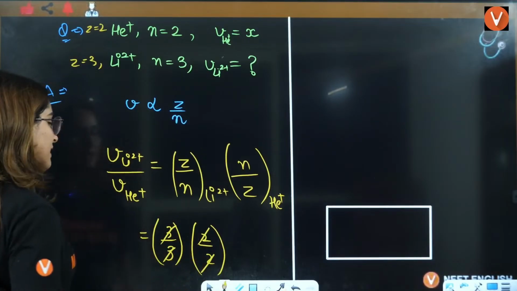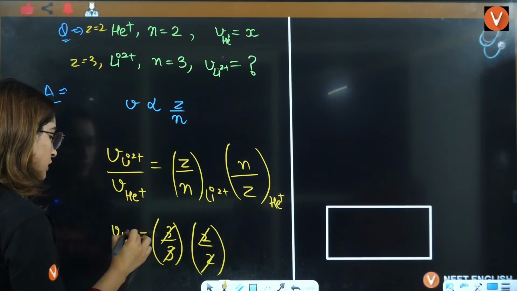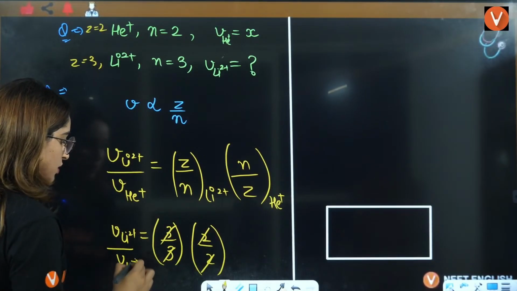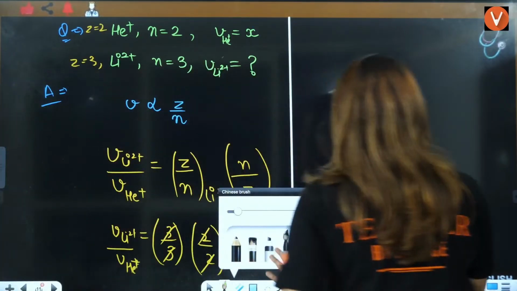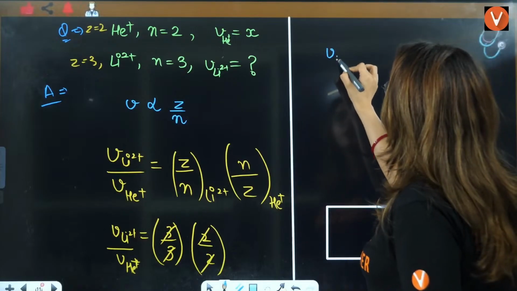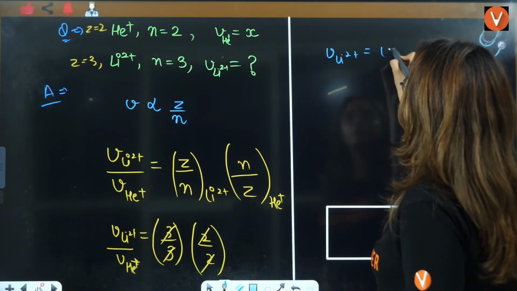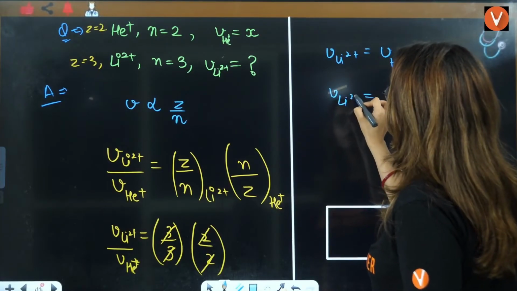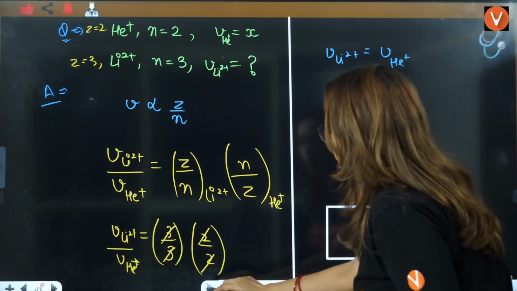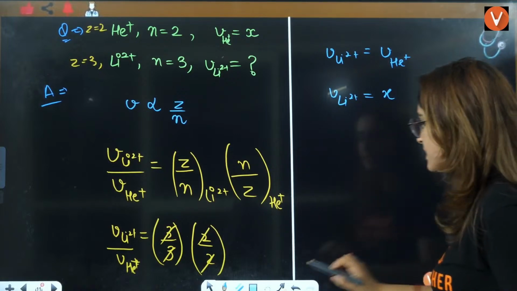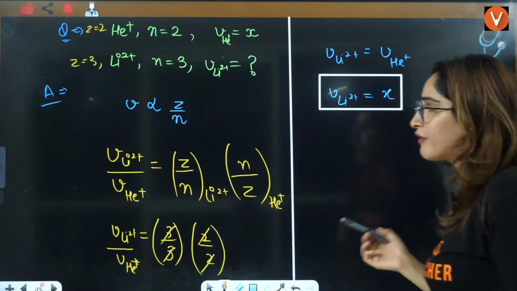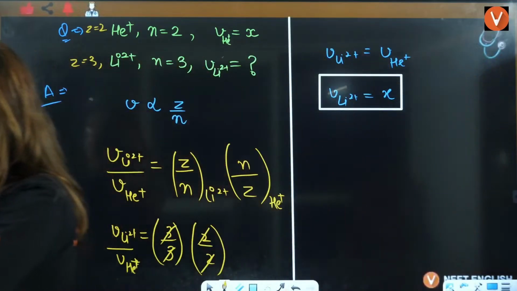Can I say it is cancelling? Now this is lithium 2 positive, this is velocity of helium 2 positive, helium positive. Can you see that velocity of lithium 2 positive is coming out to be same for helium positive? So we can say velocity of lithium 2 positive is equal to x only, right? Okay. Can you see how we identified this with one simple formula?